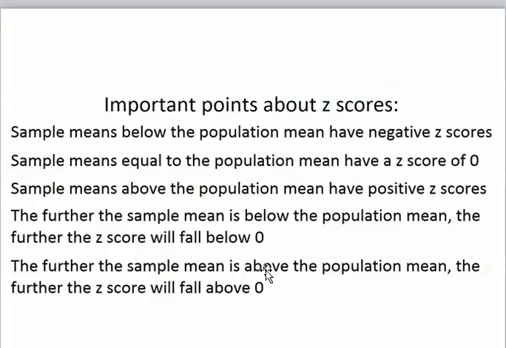Overall, a z-score shows how extreme a sample mean is. If a sample mean is far below or far above the population mean, then that sample mean will either have a big negative z-score or a big positive z-score.